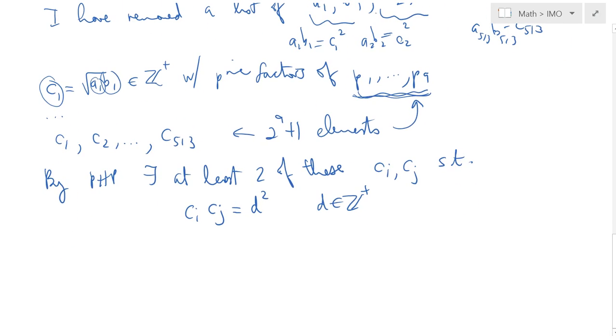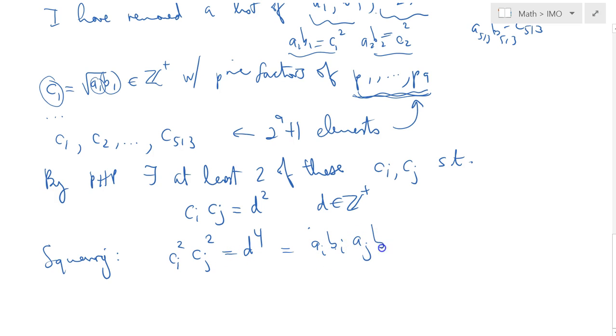But this is exactly what we needed, because now we can replace these expressions with their definitions. In fact, let's just take the square of both sides. Squaring, we get c sub i squared times c sub j squared is equal to d to the power 4, which is just a sub i b sub i times a sub j b sub j. Therefore, we have found 4 numbers, a sub i, b sub i, a sub j, b sub j, all in the set M, such that their product is a perfect 4th power. And that solves the problem. Hope you enjoyed the solution, and looking forward to seeing you guys in our next lecture.